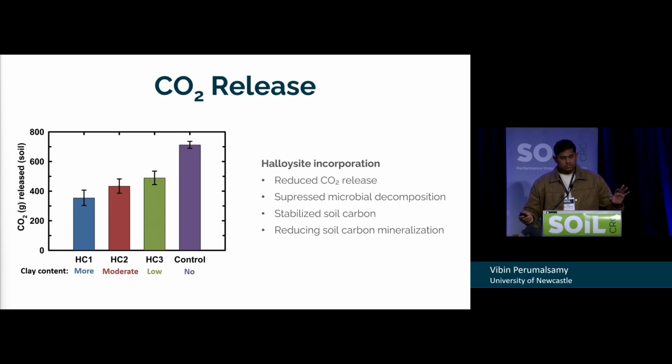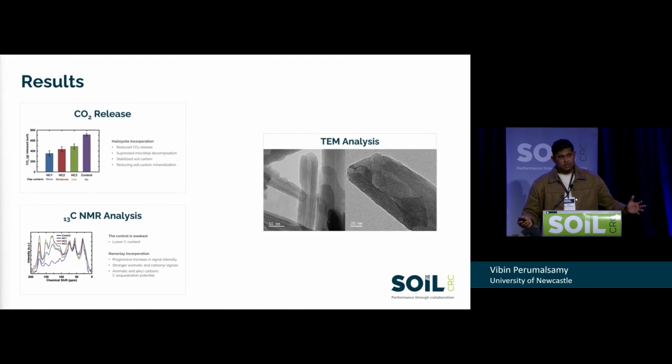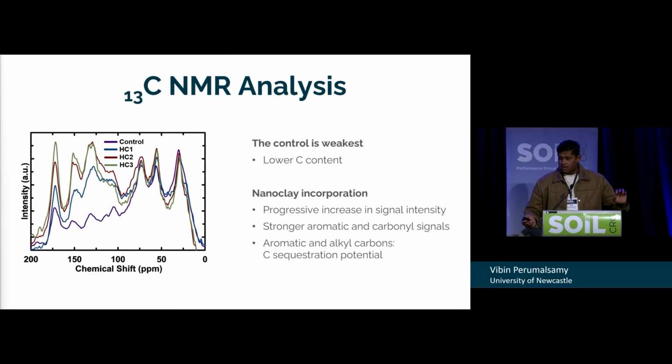If decomposition is reduced, where does the carbon go? To find out, we used 13C NMR analysis, where after the nanoclay incorporation, the signal is amplified. That indicates the carbon is present, especially in the region from 120 to 160 ppm. That signal belongs to the aromatic carbon and carbonyl carbon from the organic carbon. So that shows the greater carbon sequestration potential.